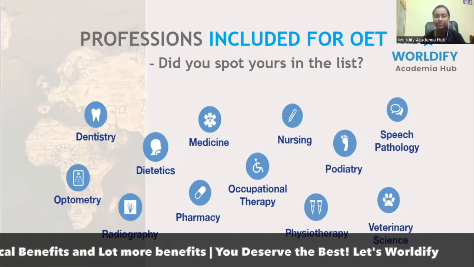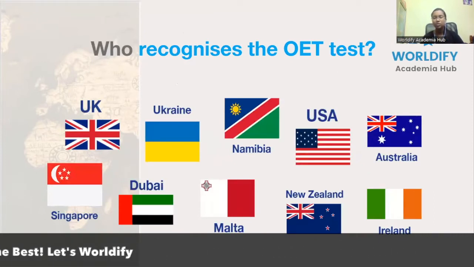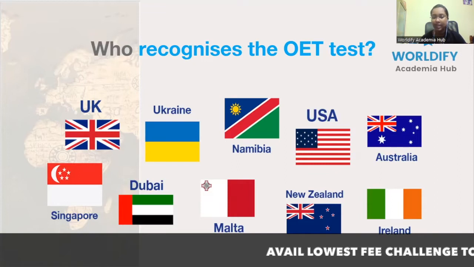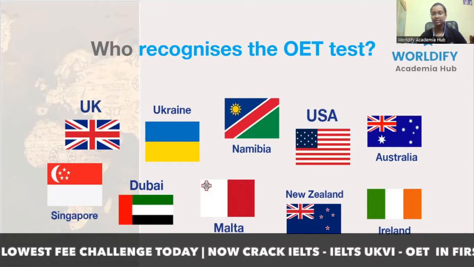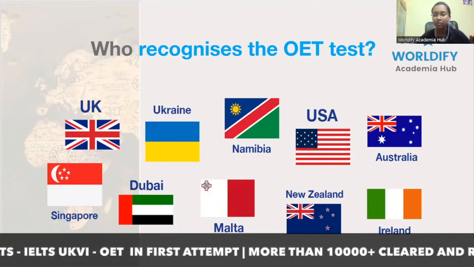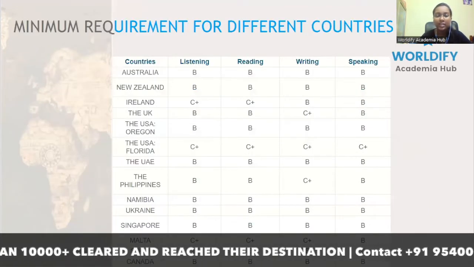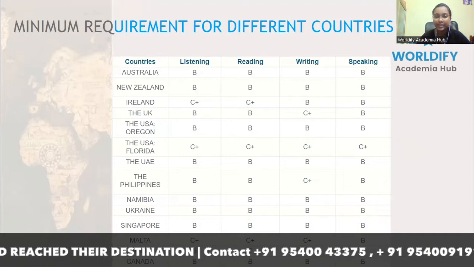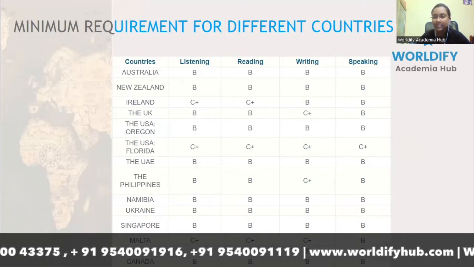These are the English-speaking countries that accept OET. You have UK, Singapore, Ukraine, Dubai, Namibia, Malta, USA, New Zealand, Australia, and Ireland. They all accept OET, but they have different criteria. They don't have the same criteria by which they take in candidates. They have their own criteria to accept candidates.